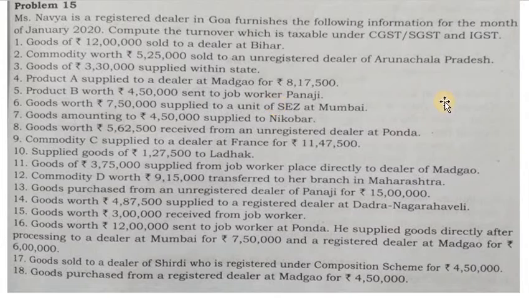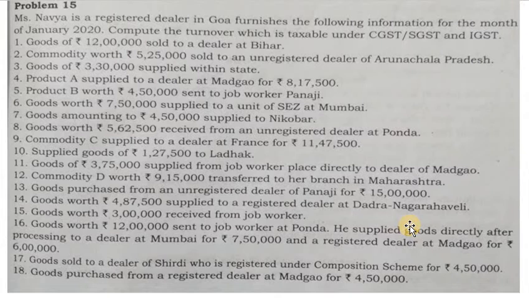So that means first of all we have to identify the nature of the transaction, whether it is interstate, intrastate or export supply. If it is intrastate, then CGST and SGST will be liable for tax. If it is interstate or export supply, then IGST will be liable to tax. Since they have asked us to find the taxable turnover, we have to write the total transaction value under this column and then calculate the total turnover under CGST and SGST.